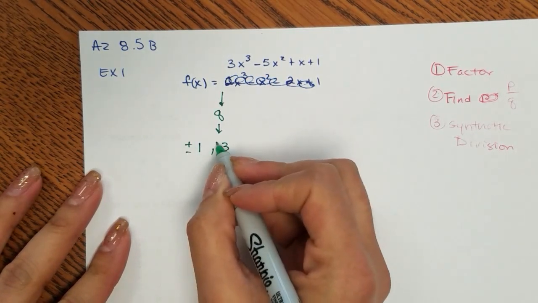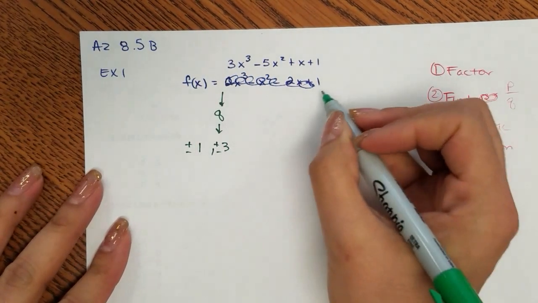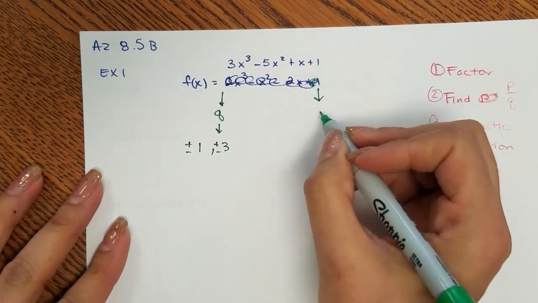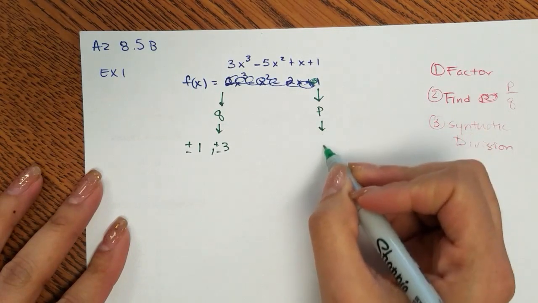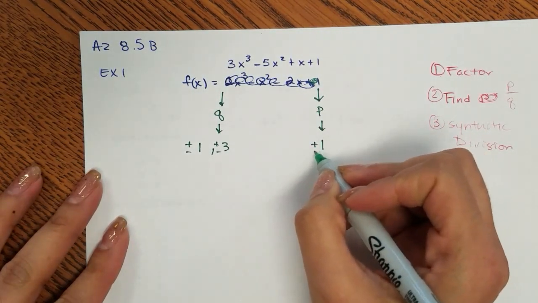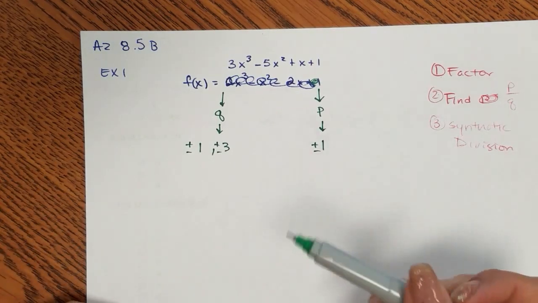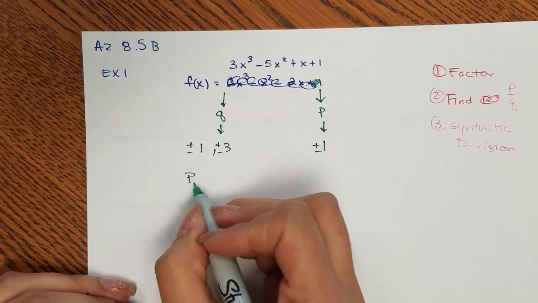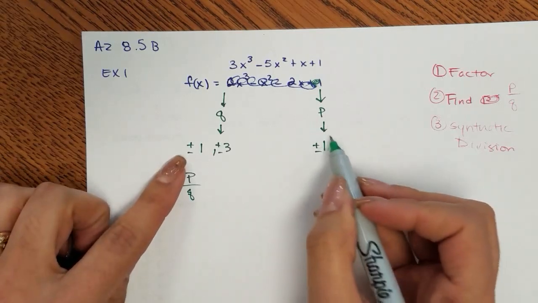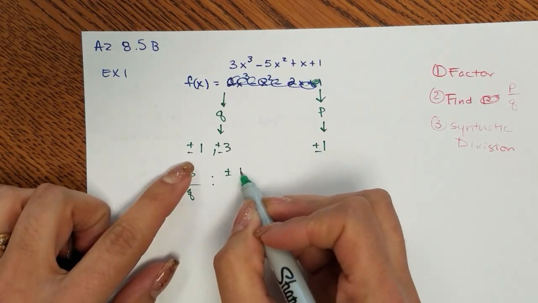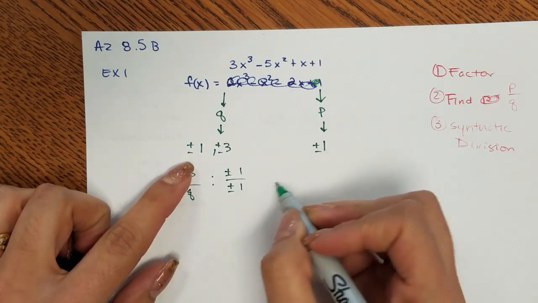Now remember, it's always plus or minus for each one. Okay, our last one over here is 1. So that is our p, and the factors of 1 are just 1 times 1, so plus or minus 1 there. Now we're going to look to see what the factors are. So then you have to do p over q. Okay, so this is p, this is q. So p over q gives you plus or minus 1 over plus or minus 1.